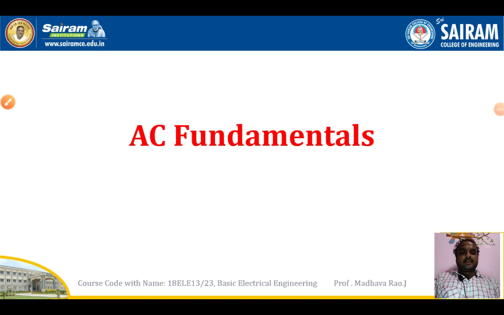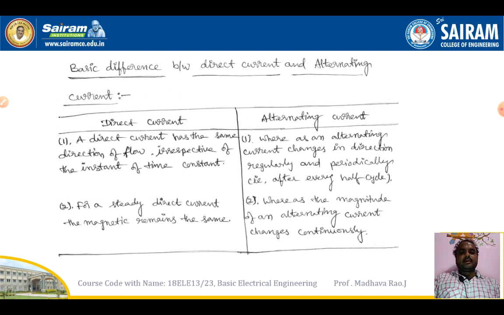Hi everyone, in this video we'll see about AC fundamentals. First we'll see the difference between direct current and alternating current. Direct current has the same direction of flow irrespective of the instant of time, whereas an alternating current changes in direction regularly and periodically after every half cycle.